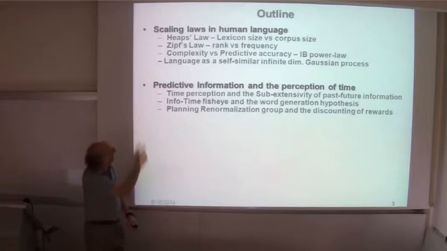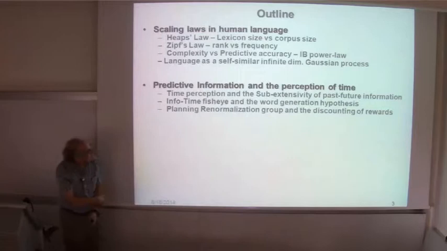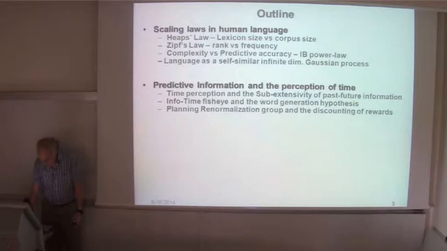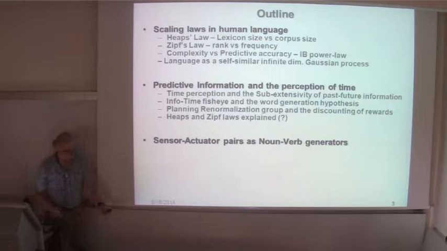So one thing I'm going to mention is the connection between time and information through something we call the predictive information. This is a notion that Bill Bialek and I proposed about 15 years ago, and it's actually very natural: how much information is in the past about the future.